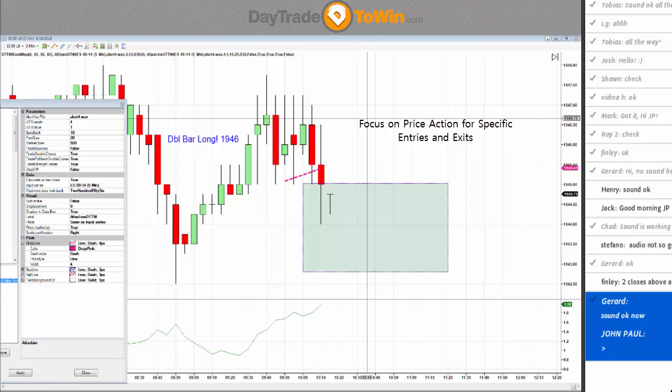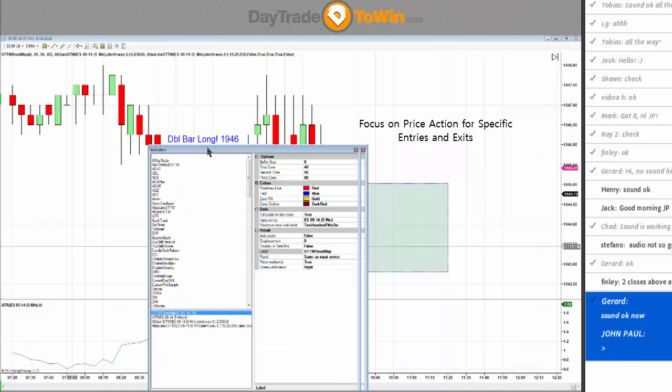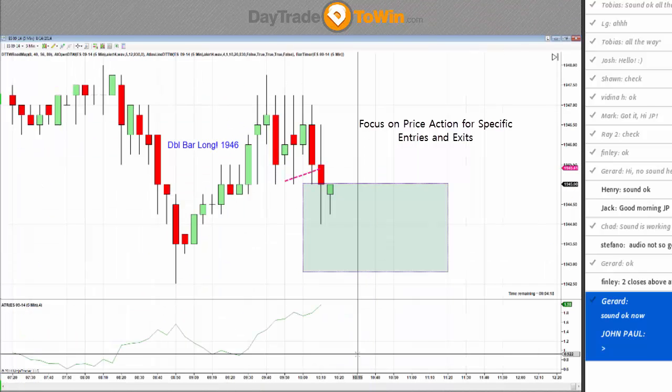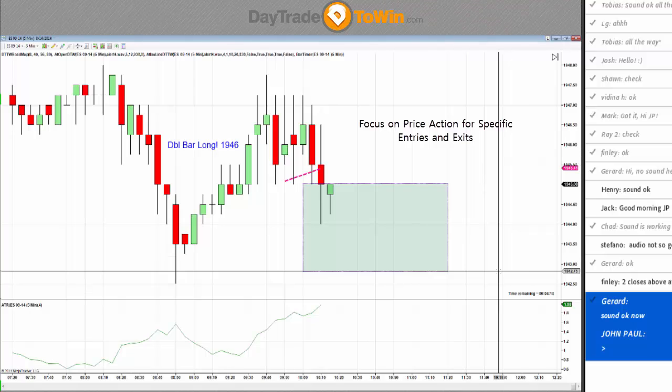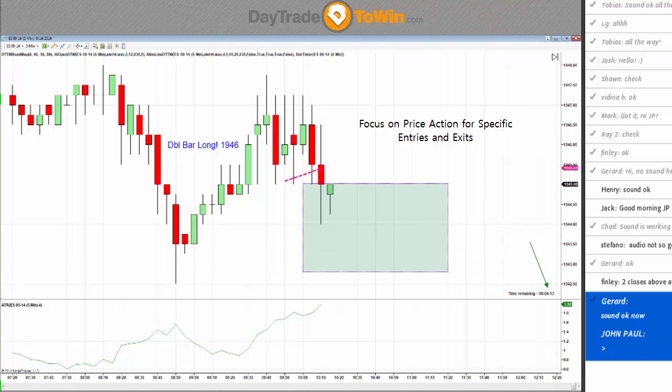Now, I do use the ATR, as you may know, and I use the bar timer. Let me add the bar timer here. And the bar timer, right over here, is a great tool to use because I know exactly when a candle opens and when a candle closes. This is really important, because when you have a candle open and close, it signifies something.